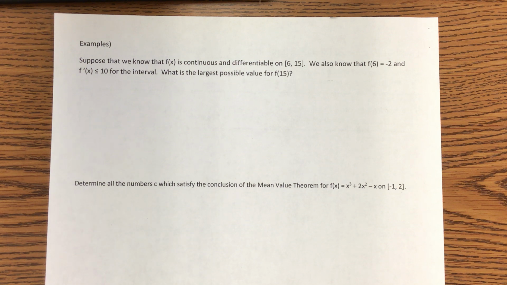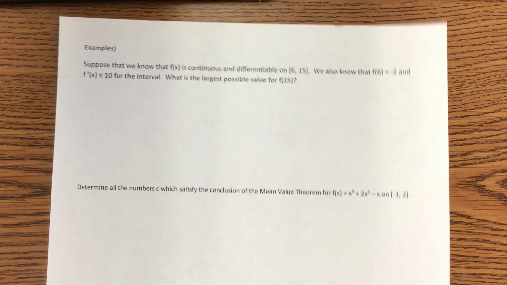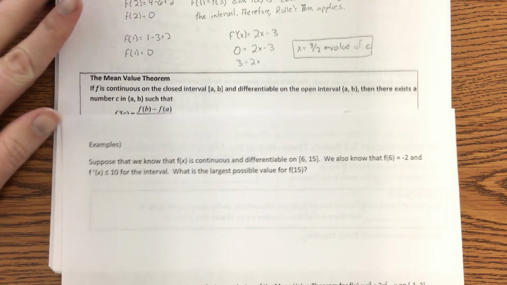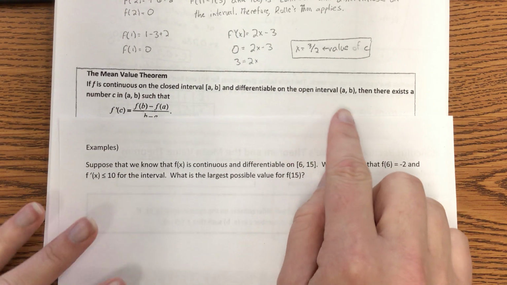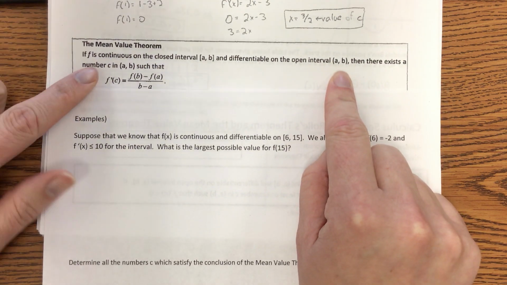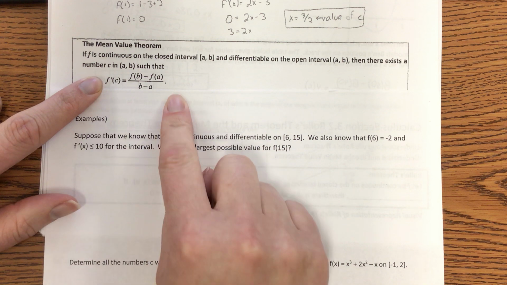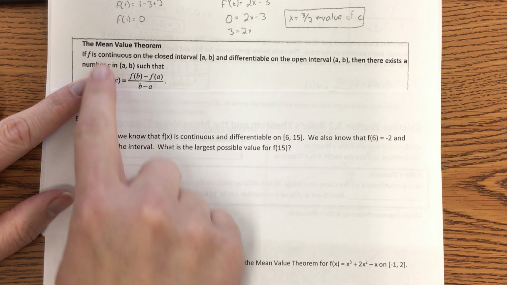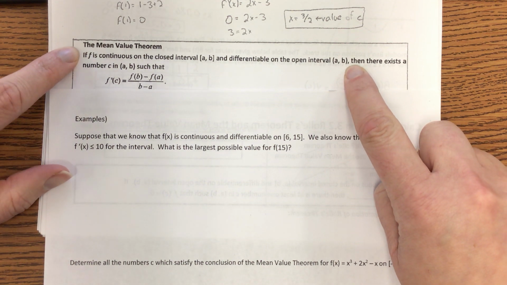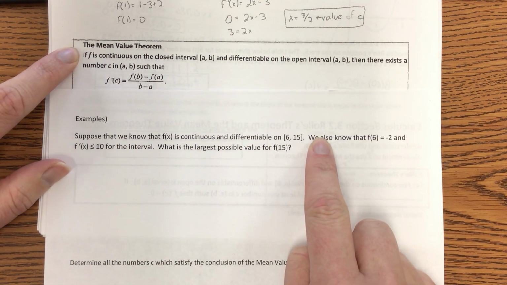Okay. So the mean value theorem says that if f is continuous on the closed interval from a to b, here in the box, and differentiable on our open interval from a to b, then there exists a number c in a to b such that f prime of c equals that fraction. So we are able to use this theorem because everything before the word then we know is true.